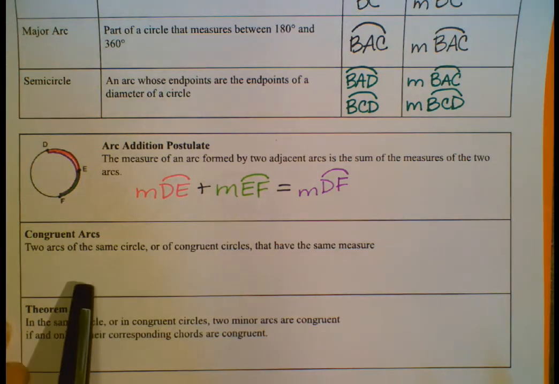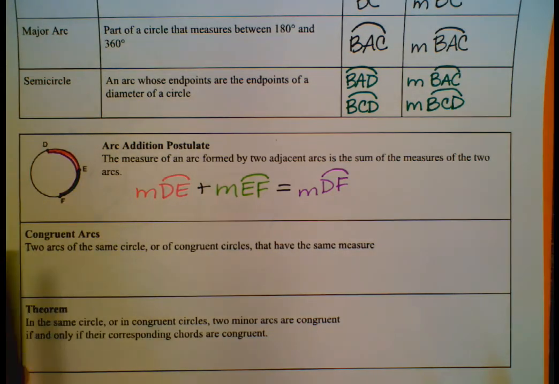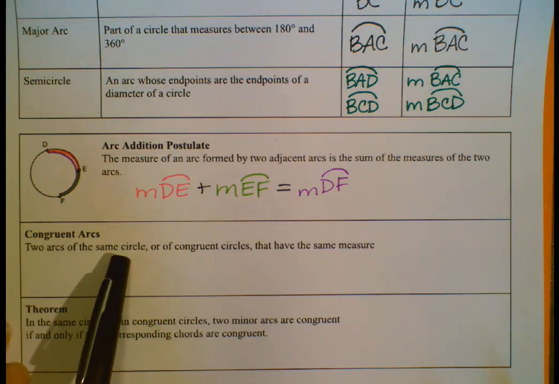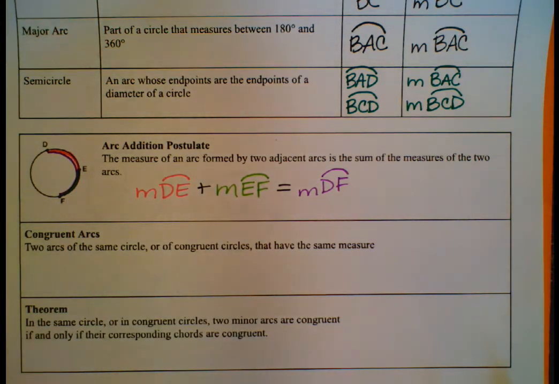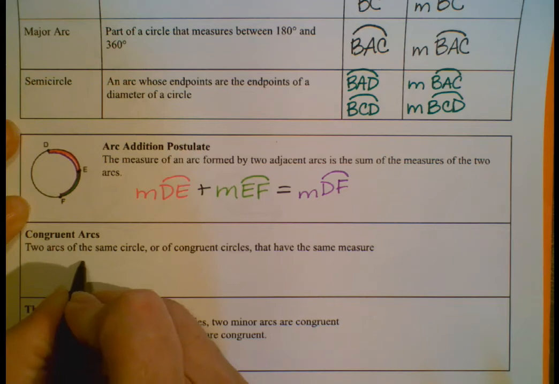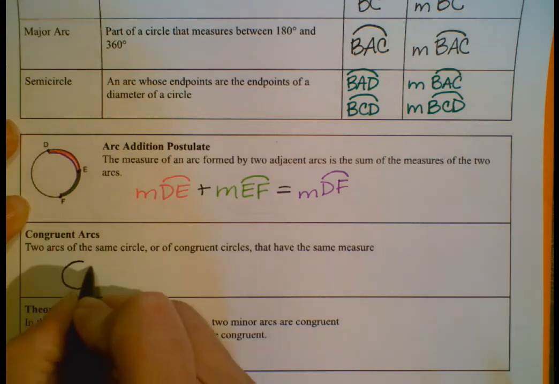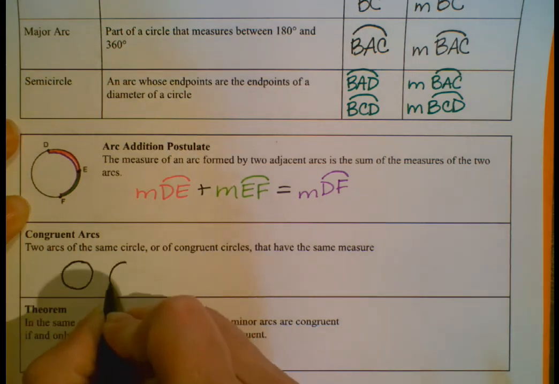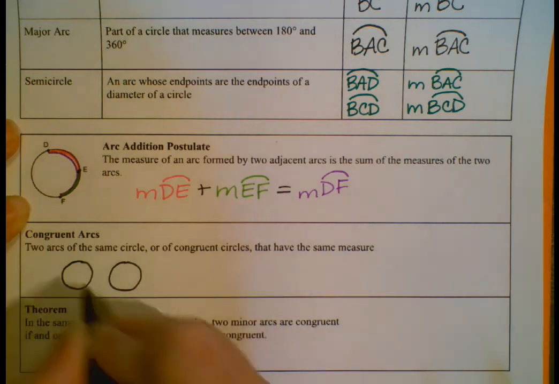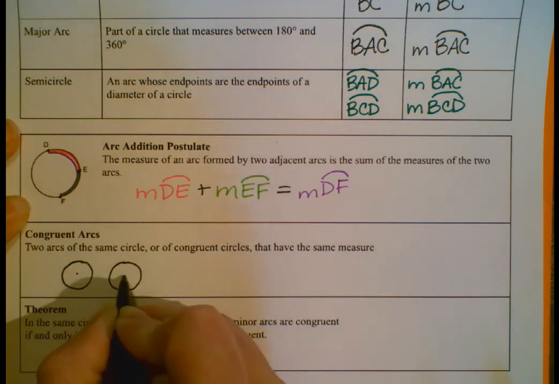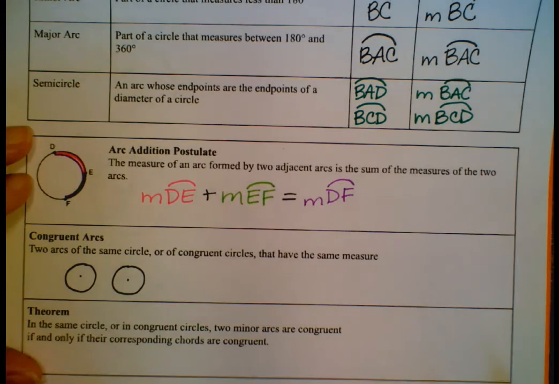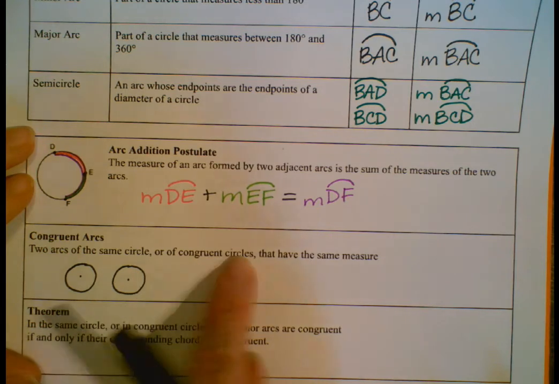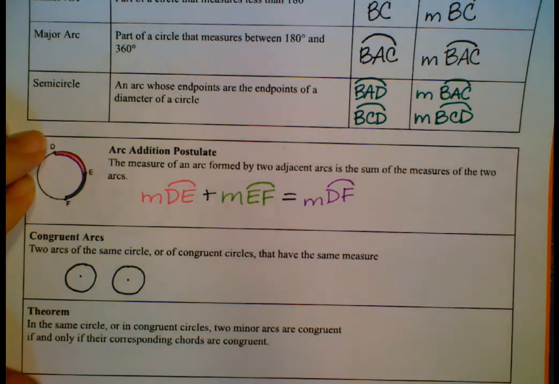All right, congruent arcs. We've talked about congruent circles in the last set of notes. Here we're looking at congruent arcs: two arcs of the same circle or of congruent circles that have the same measure. So let's draw two circles that are the same size, or at least approximately the same size. We're pretending that they're the same size. So I've got two circles here that I am going to say are congruent to each other. I need two arcs that have the same measure.